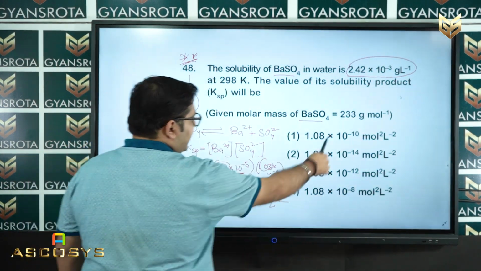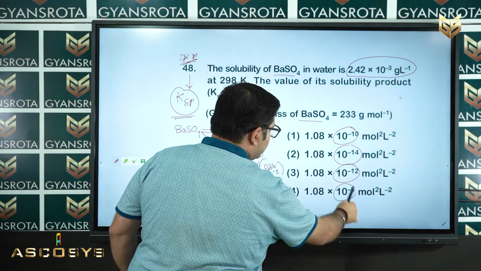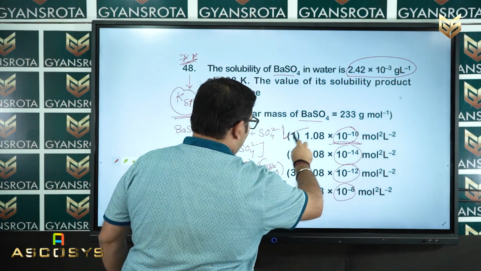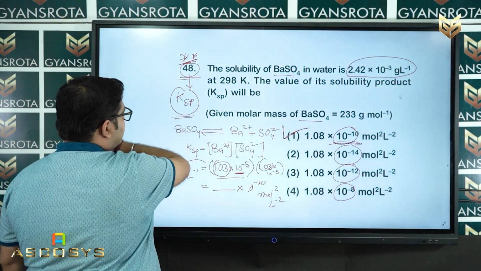Okay. So, what is the answer? If you see here 10 to the power minus 10, 10 to the power minus 14, 10 to the power minus 12, and so on. 10 to the power minus 10 is present only in one term, that is option number 1. So, option number 1 is the correct answer of your question number 48.